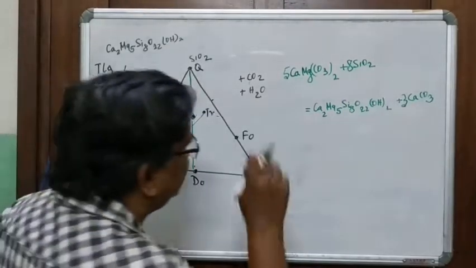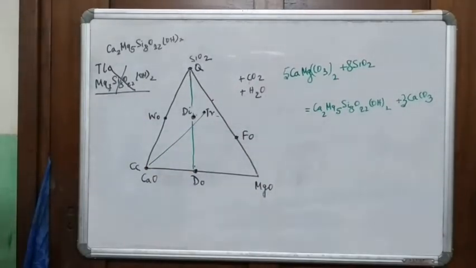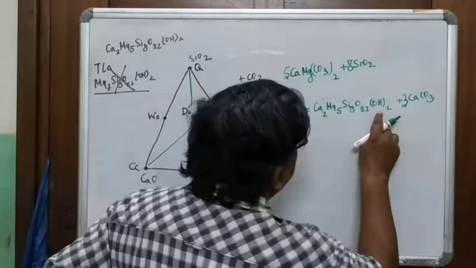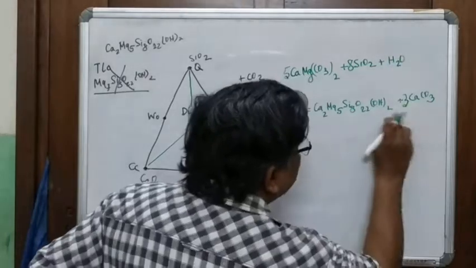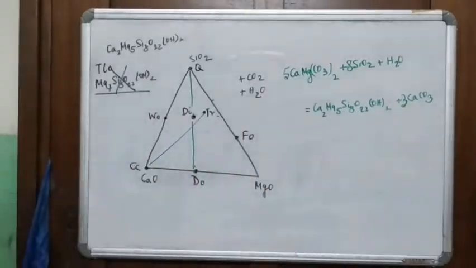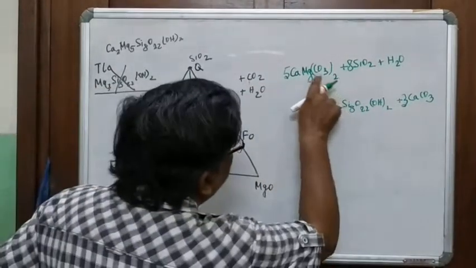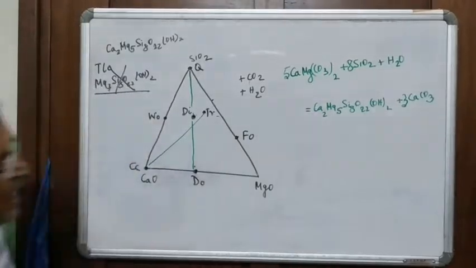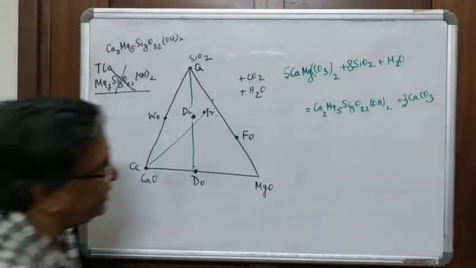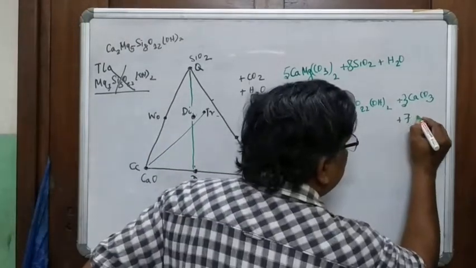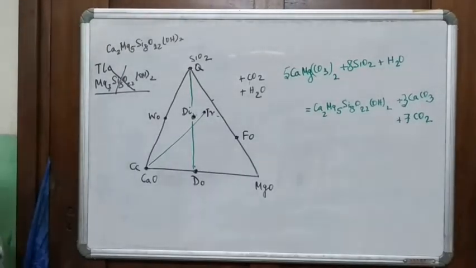Right? So we have taken care of calcium, magnesium, and silicon. But we still have H2O. So we have H here, there is no hydrogen, so you write plus H2O. You see, hydrogen is balanced. And now, carbon. So you have 2 into 5, 10 carbon, and here you have 3 carbon. So you have to have 7 CO2 here. So that is the reaction.